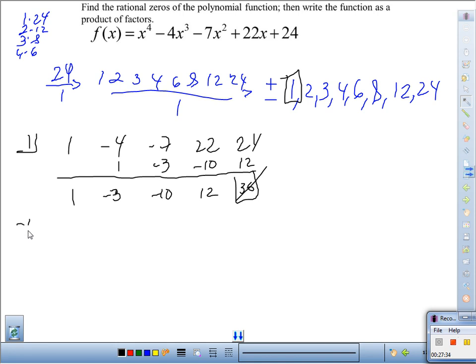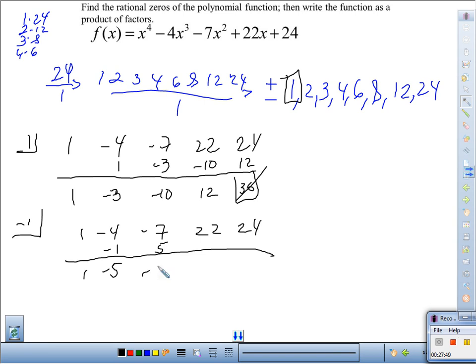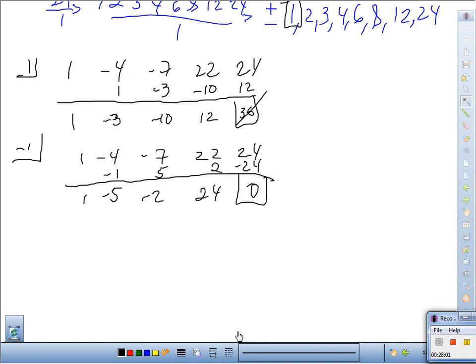So to the next one, -1. These are easy. Bring down the 1. -1 times 1 is -1, combine, that's -5. -1 times -5 is 5, combine, that's -2. -1 times -2 is +2. Combined, that's 24. -1 times 24 is -24. Combined, that's a 0. So what is my 0 over here? X plus 1. What do I have left?